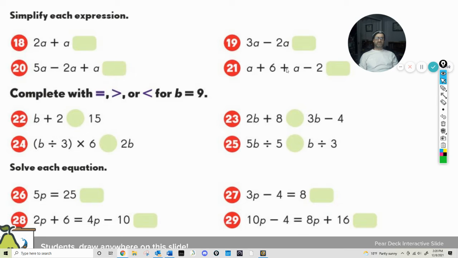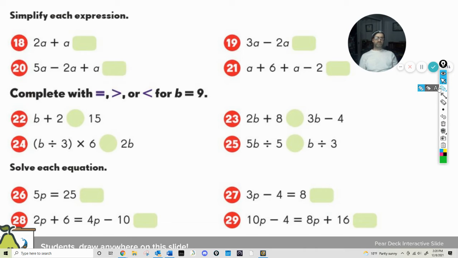Simplifying each expression just means combining like terms. For 22 to 25, you're putting a 9 in for the b, and then greater than, less than, equal on all of them. And then for 26 through 29, you're solving for p. Okay, pause me, and then I'm going to rock the house on this in 5. So you do the work and then unpause me. All right, you got that? Cool. Oh, 5, 4, 3, 2, 1.